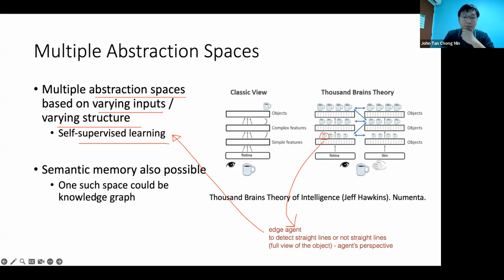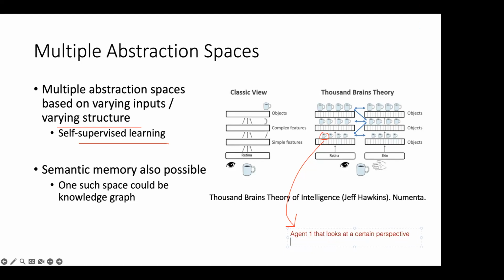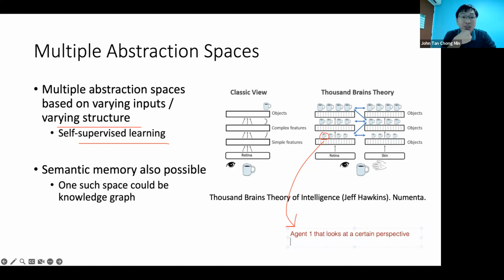Okay, how do I put it? Maybe it's not an edge agent. We shouldn't call it edge agent because this is very similar to this. Just think of another way. Maybe agent one that looks at a certain perspective. Actually, I won't even say perspective, because I don't think there's an edge agent inside. Could it be optimized for a skill? I also don't think so, because if not, how do you know the skills beforehand?